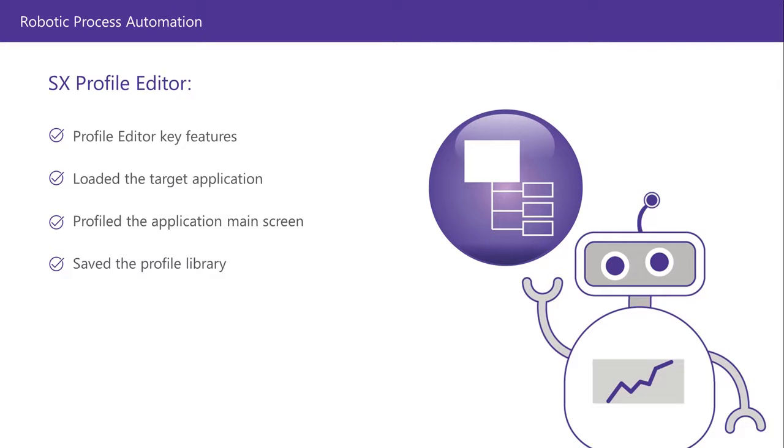With the application loaded, you could see how we profiled a single screen, adding in controls that we need for our automation. This process will be repeated for each screen in the application, and each profile is saved to the profile library.